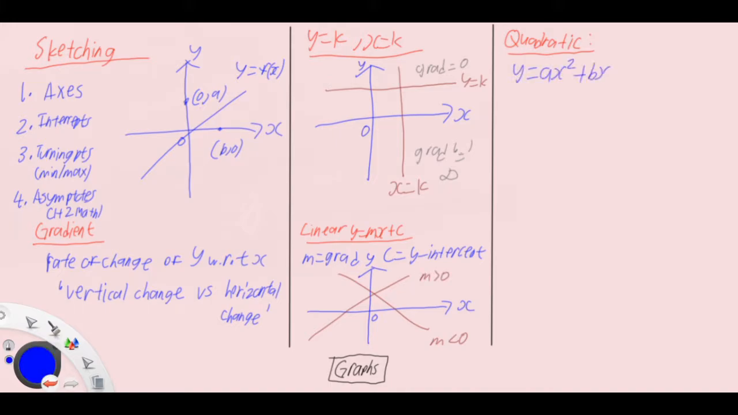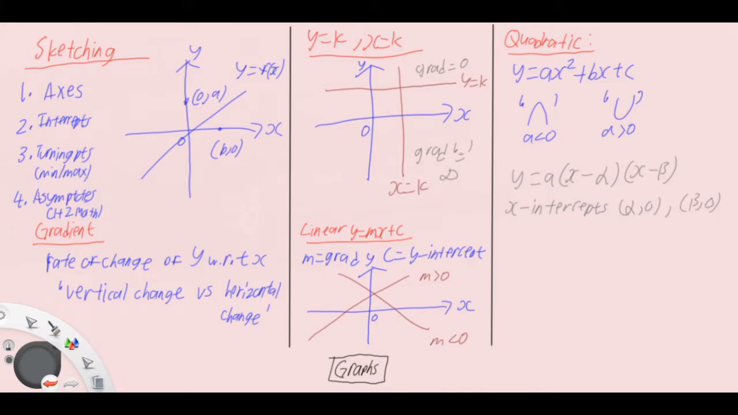Moving on to the quadratic general equation, ax squared plus bx plus c. If a is less than 0, you get a sad face. If a is bigger than 0, you get a smiley face. If y equals a times x minus alpha times x minus beta, where alpha and beta are the two roots of the equation, your x-intercepts, the turning point, when you have this form, is at x equals the midpoint of the two x coordinates.